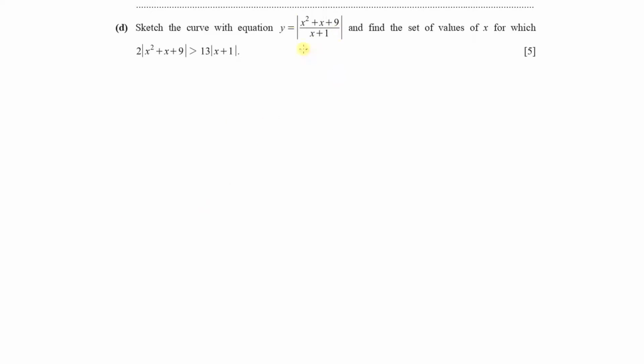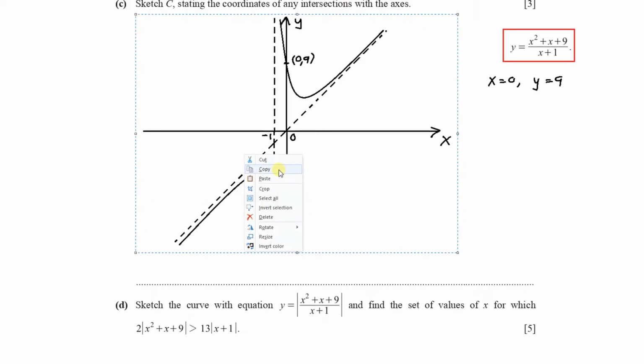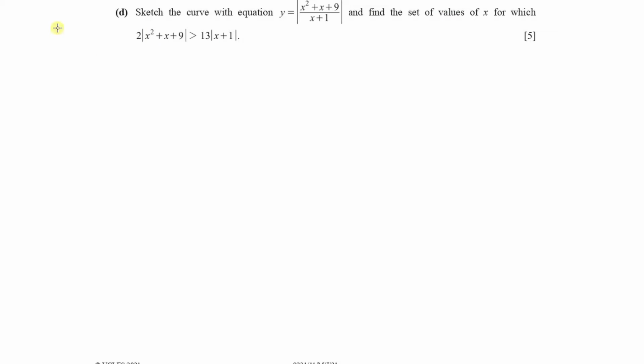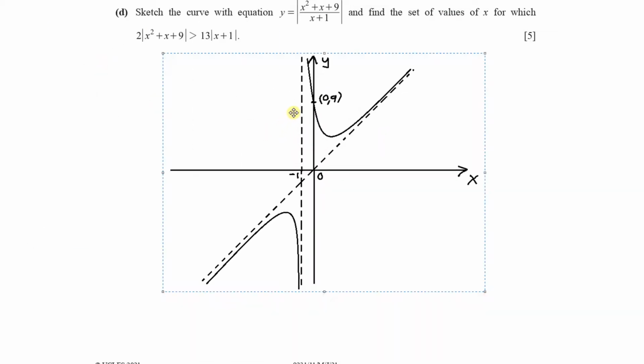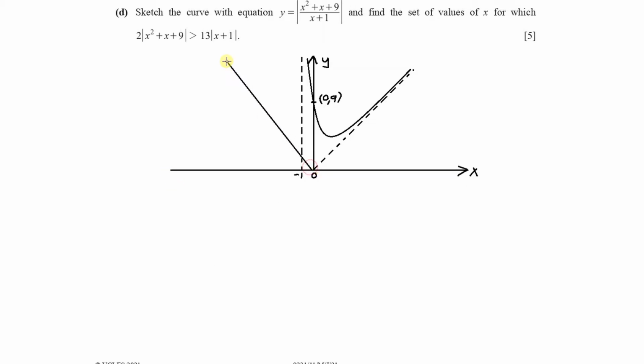Alright, so this is a modulus graph. So this means that I'm going to reflect the part of the graph that is below the x-axis, above the x-axis. Alright, so if I am going to do that, it should come out like this. So the asymptote is reflected this way. So we managed to reflect the part that was below the x-axis above the x-axis. So this is what we now have.